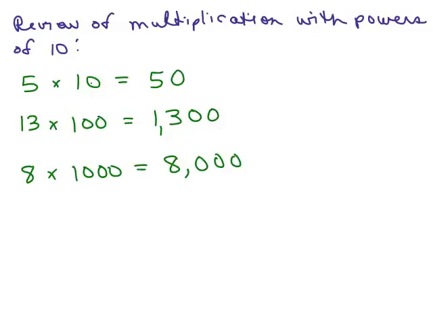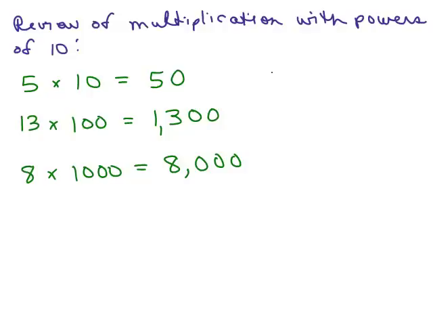If you're multiplying by a number like 10, 100, 1,000, in other words, any number that has a 1 followed by some zeros, you simply tack on how many zeros there are to the original number. So if I have 5 times 10, you start with 5 and you tack on 1 zero, so you have 50. 13 times 100, there are 2 zeros, so I put the number 13 and I tack on 2 zeros. 8 times 1,000, I start with the number 8, and 1,000 has 3 zeros, so I tack on 3 zeros. So it's pretty simple if we have whole numbers here, right?